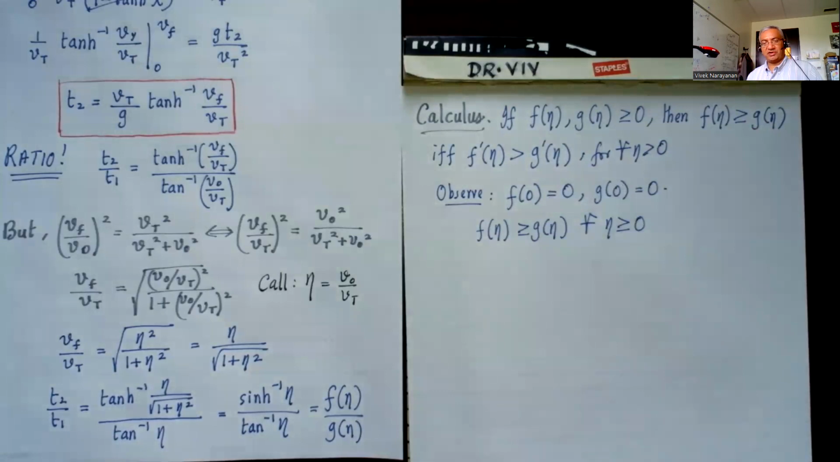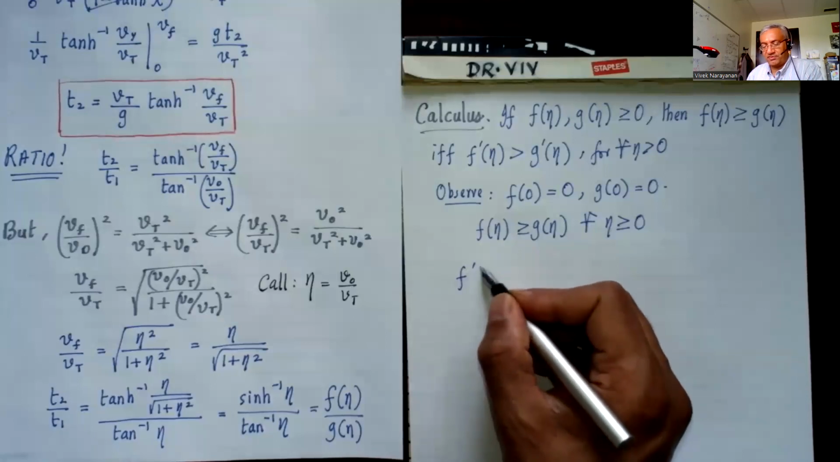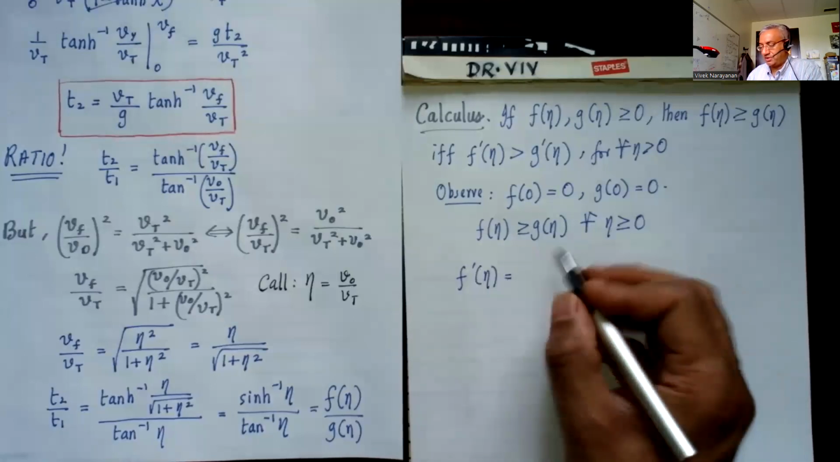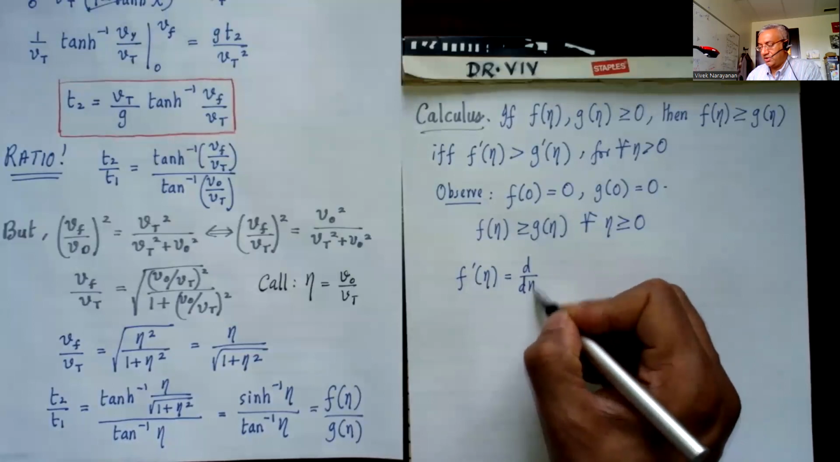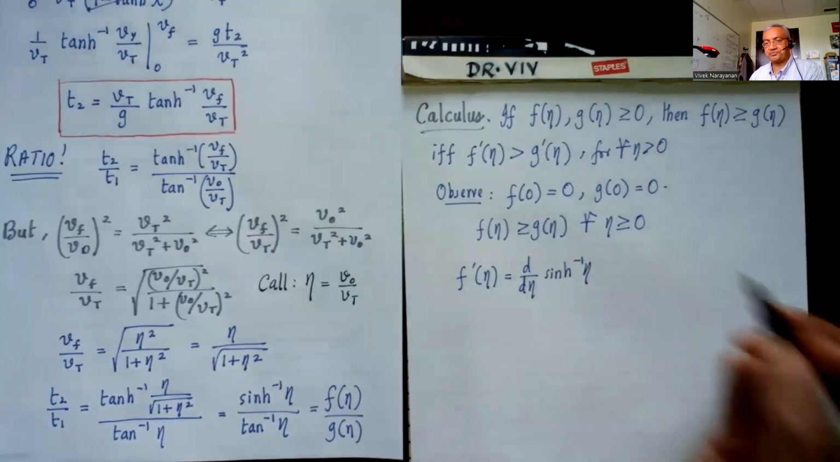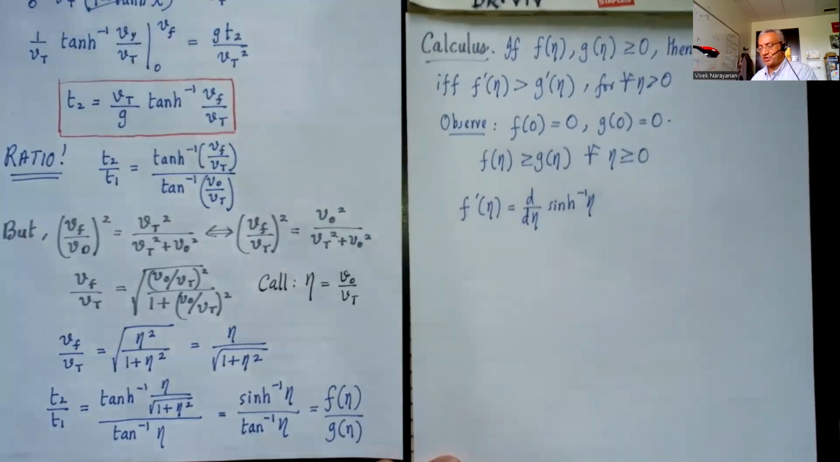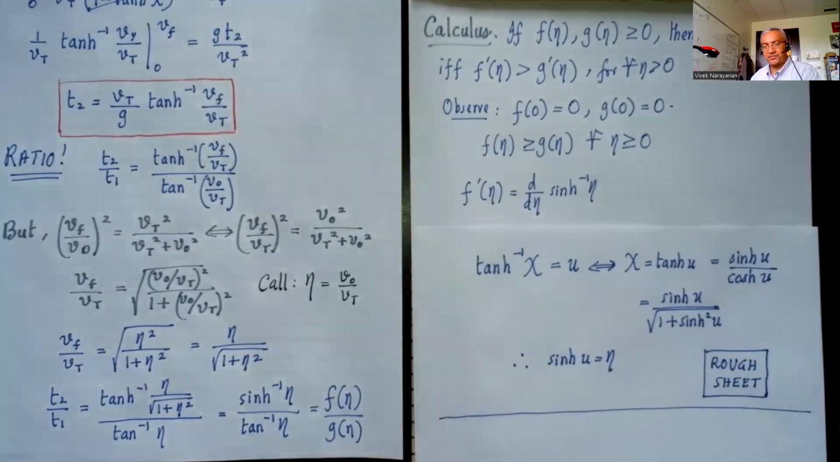Okay, so now we have our theorem lined up. All we have to do is find the derivatives. So let's find the derivatives. What is f prime of eta? That's going to be d by d eta of sinh inverse eta. Now, since you don't know hyperbolic functions, I'm not going to assume that you'll be able to immediately see the answer. So I'll go back to my rough sheet and work it out for you.